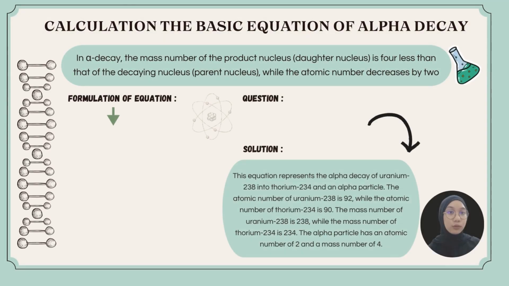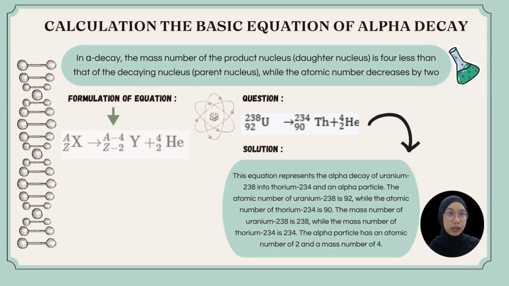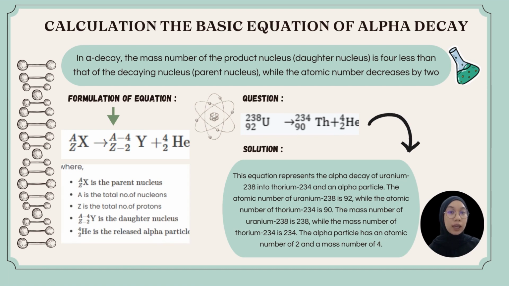Okay, now I would like to present the calculation, the basic equation of alpha decay. In alpha decay, the mass number of the product nucleus, the daughter nucleus, is 4 less than that of the decaying parent nucleus, while the atomic number decreases by 2. Here is the formulation of the equation. In the formulation, we have the parent nucleus, the total number of nucleons, the total number of protons, the daughter nucleus, and the released alpha particle.